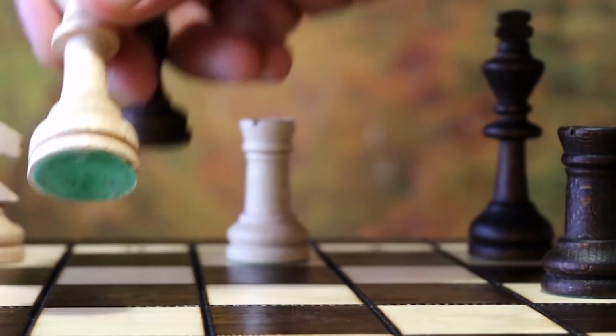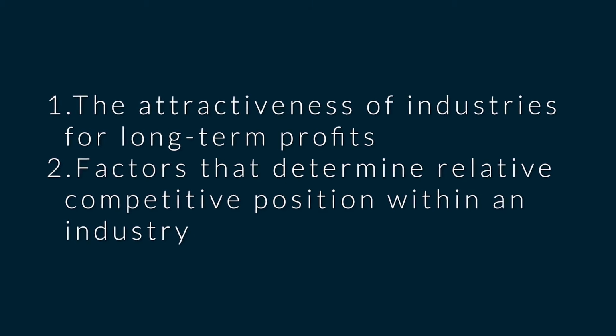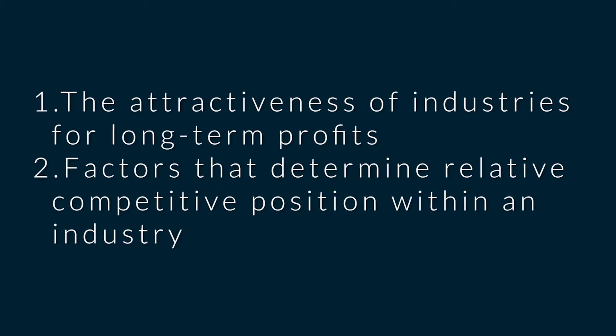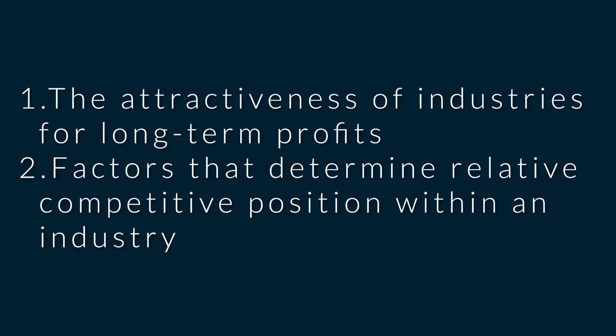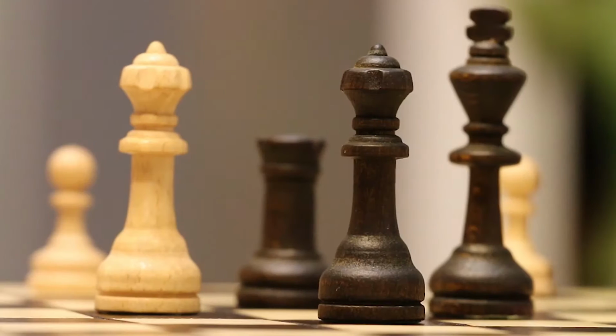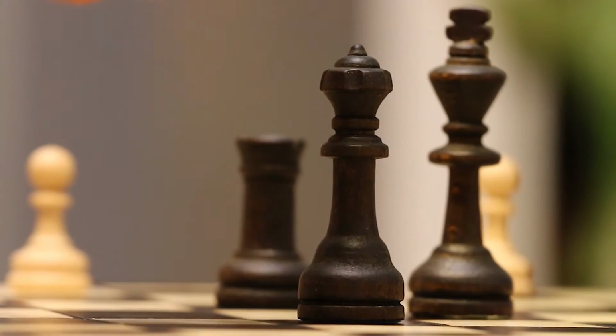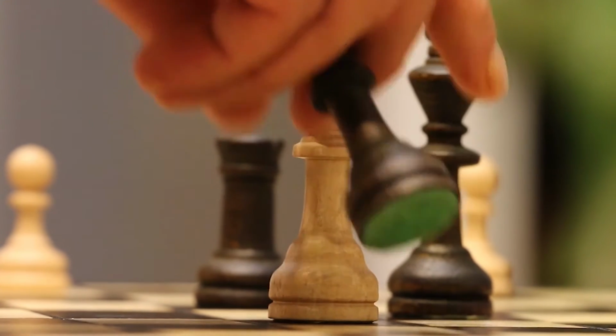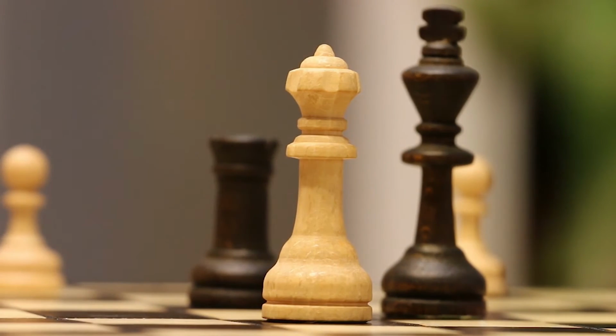And so let's talk about the competitive strategy. According to Michael Porter, there are 2 things that are going to be looked at when you're selecting a competitive strategy: number 1, the attractiveness of the industry for long-term profit, and number 2, factors that determine relative competitive position within an industry. And so, according to Porter, you end up with 3 generic competitive strategies: cost leadership, differentiation, and focus. So let's look at all that.